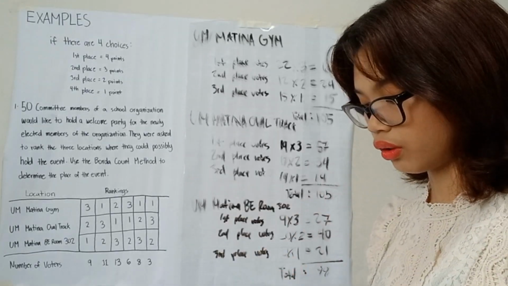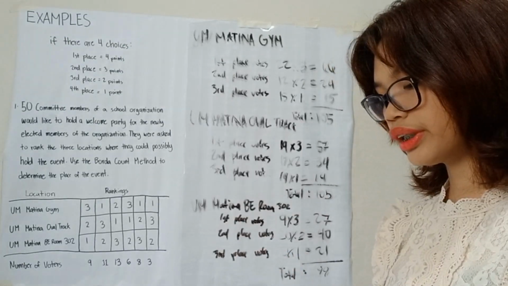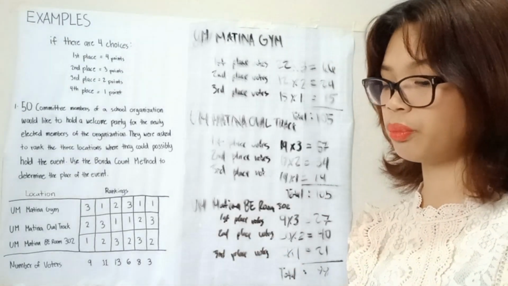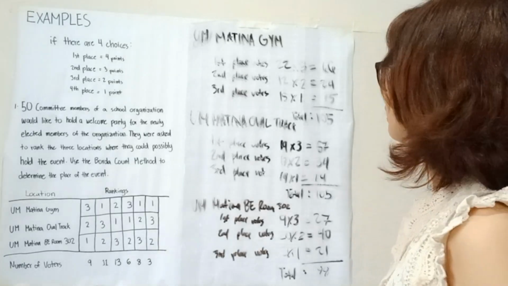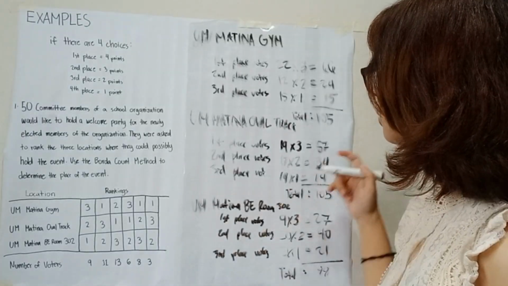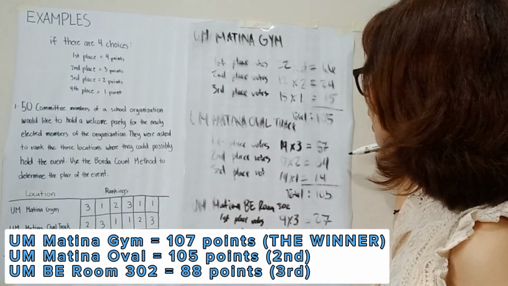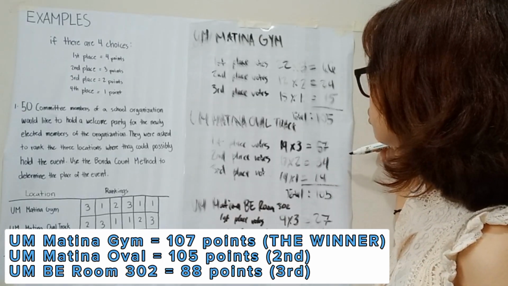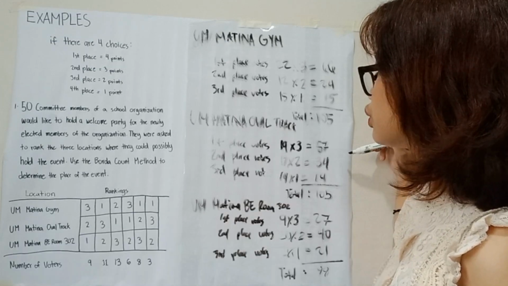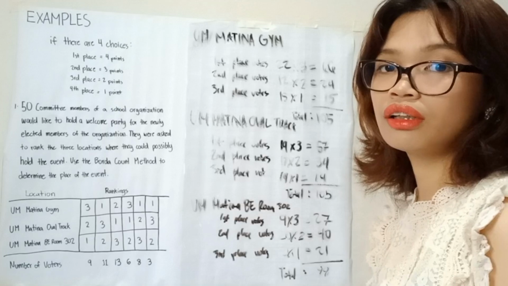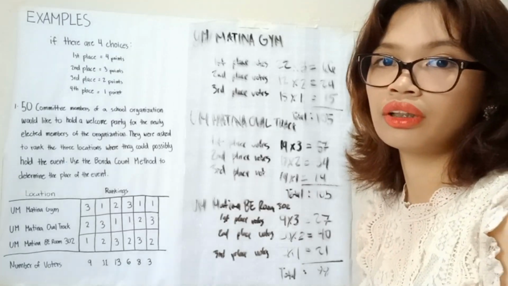So here now we already have the totals. Whoever gets the largest number of points will be the winner. So actually we have 2 here. So maybe they will just choose another election. That is for the first example.